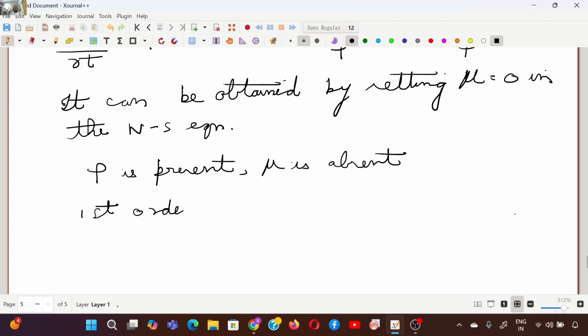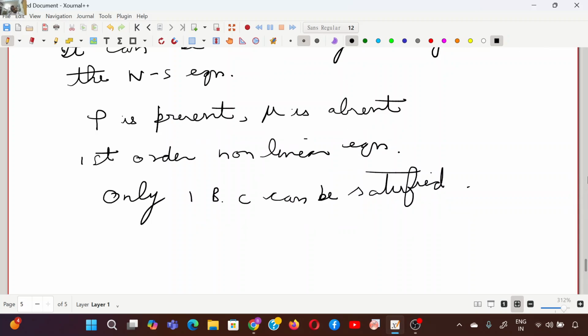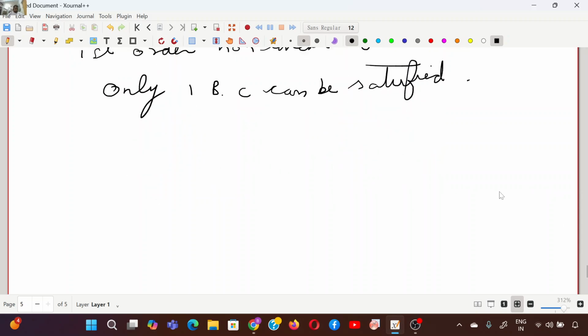So it's a first order non-linear equation. Non-linear because of the presence of the V del V term. But only one boundary condition can be satisfied. So to resolve this dilemma only, the boundary layer concept came up, to satisfy both the boundary conditions. Okay. So I'll be just making some summary and some comments. And maybe next class we will go into the boundary layer and stuff.